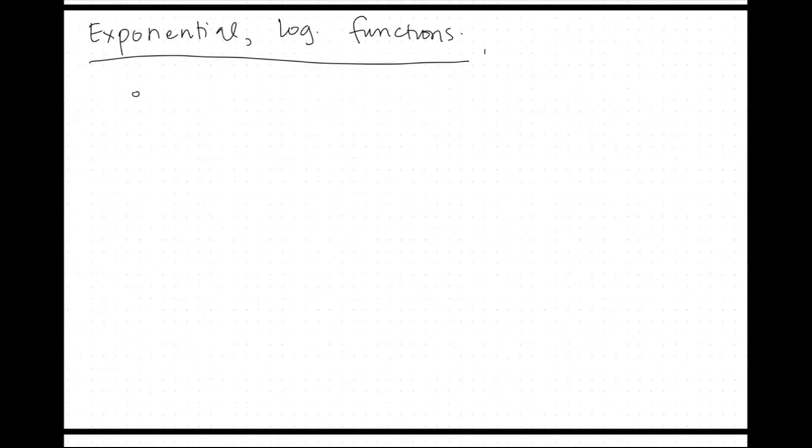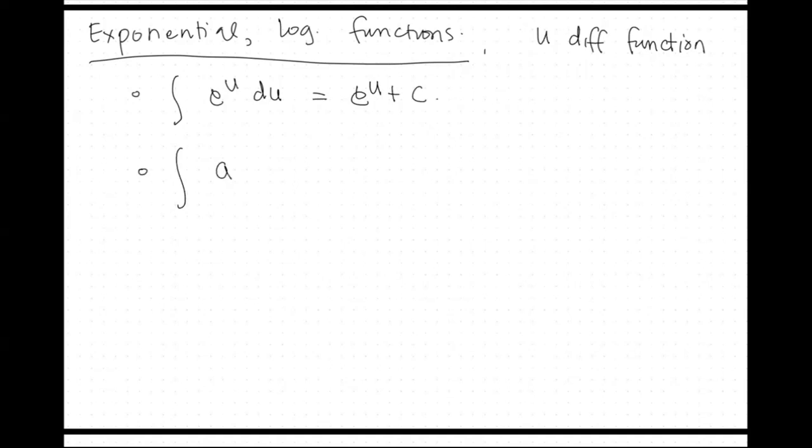You have the integral, we will go to exponential first, of e raised to u. Here, u is again a differentiable function. And then we get e raised to u plus c. The second one is the integral of a raised to u du, which is a raised to u over ln of a plus c.